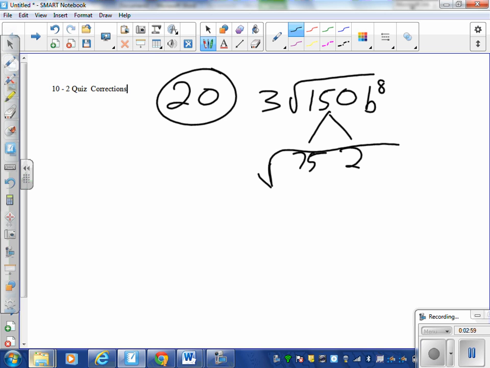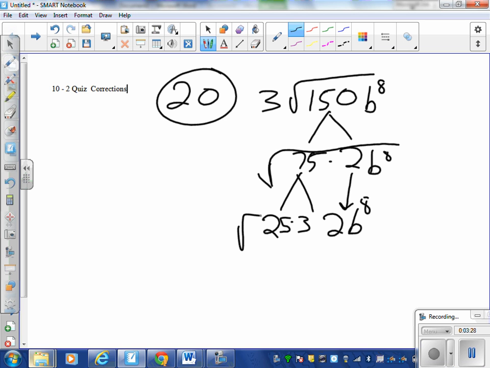And I also have b to the 8th power. I need to break down 75 again, because 75 is not a perfect square. What two numbers multiply together give me 75? 25 and 3. Now I'm going to bring down these other numbers too, the b and the 2. We've got 2 b to the 8th power. Now if I look at this all underneath the square root sign, what's the square root of 25? That would be 5. So that one I've taken care of.